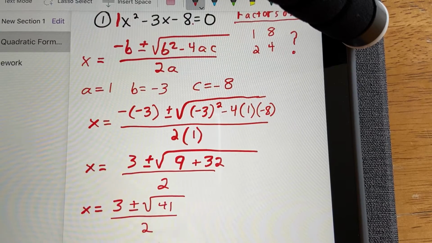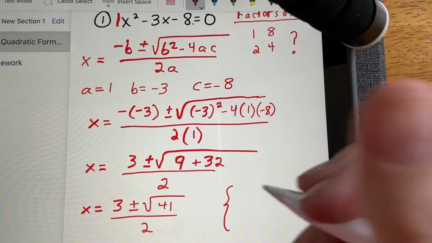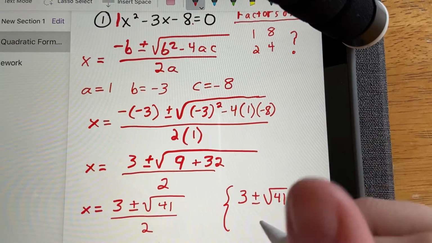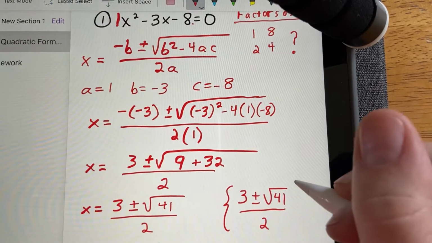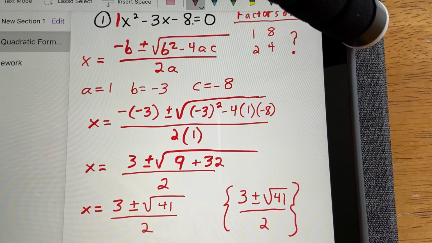Because the square root of 41 does not simplify, I'm just going to write this answer in braces. This is as far as I can go: 3 plus or minus the square root of 41, all over 2. So that's our final answer. It's kind of messy looking, but hey, at least we have an answer, right? Okay, let's do one more example.